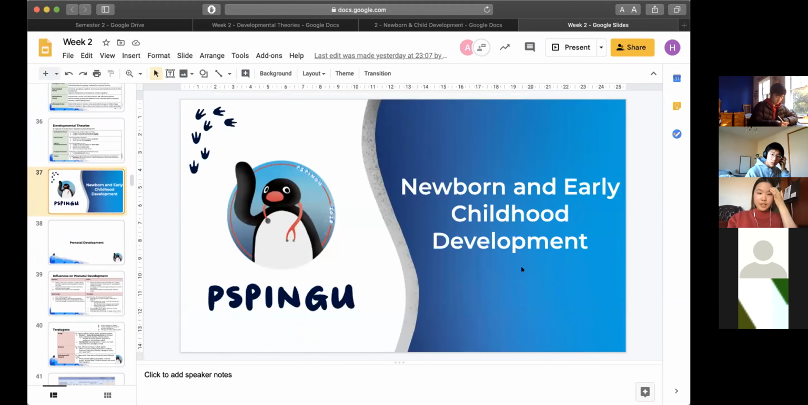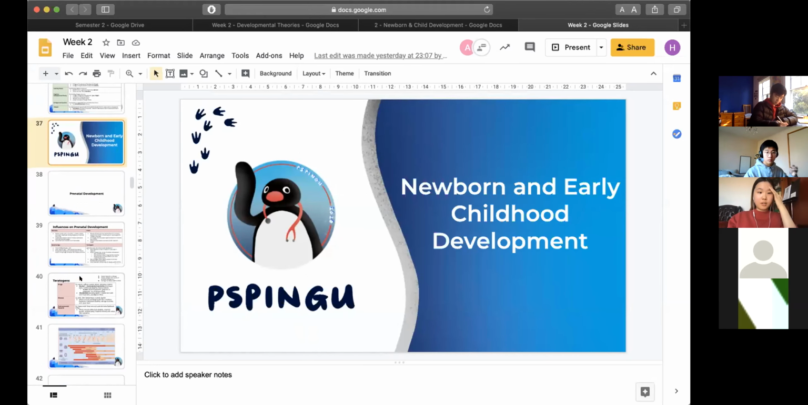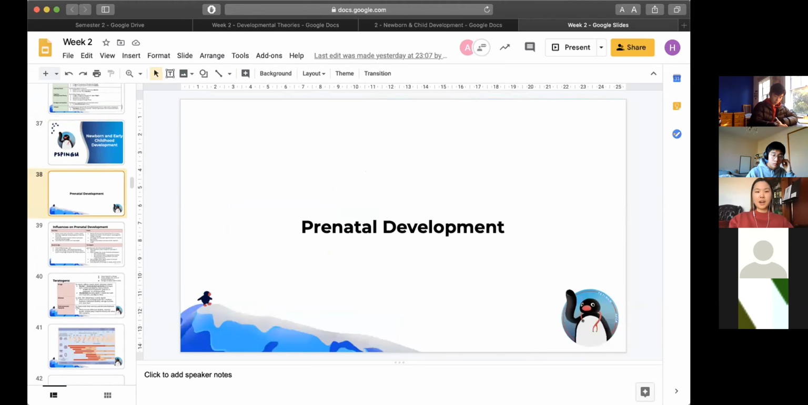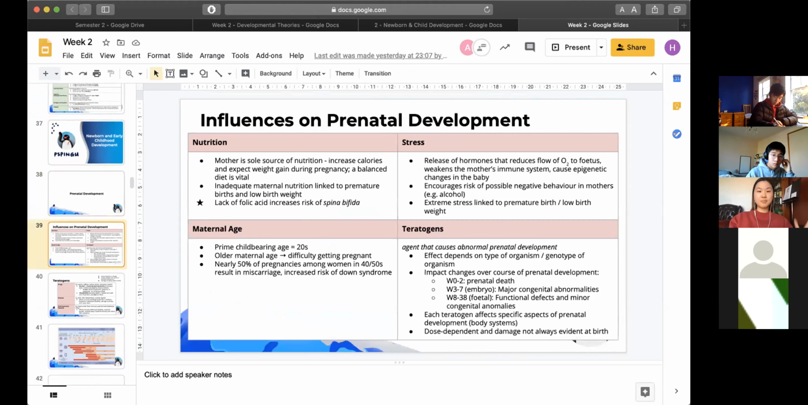Okay, newborn and childhood development. Oh my God, am I only up to this? Apparently you guys were supposed to have this, but you didn't get this, but anyway. There are some influences on prenatal development, and these are the 4 that should have been discussed. So nutrition, because when you are a fetus, the mother is the sole source of nutrition. So we expect an increase in calories, we expect weight gain during pregnancy, and a balanced diet is vital.